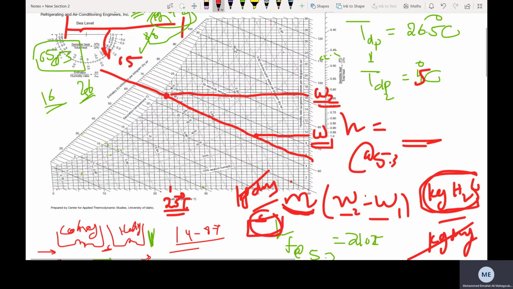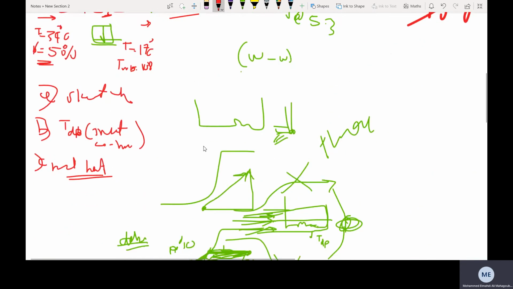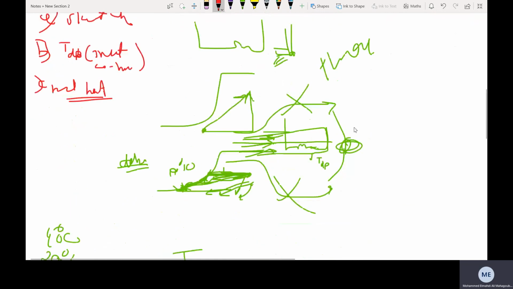So in heating and humidification and in evaporative cooling, I have water that is being injected through a spray. So what is the omega here? I can say it is around 16.5. I can see here it is around 9.5. So 16.5 minus 9.5 multiplied by m dot. I'm given in the question not m dot, I'm given v dot.